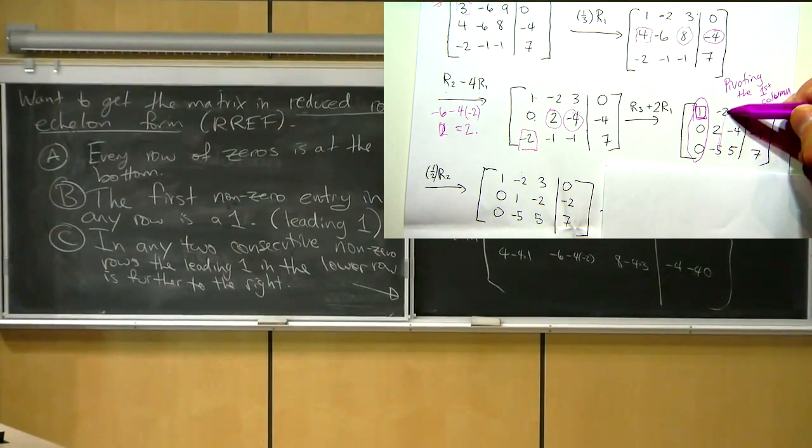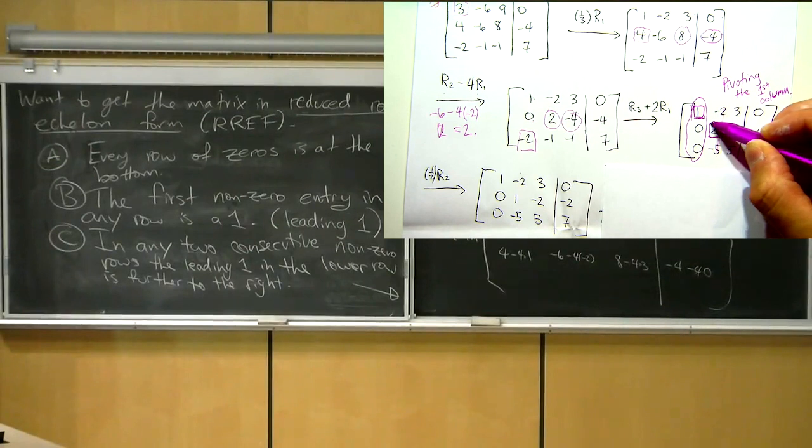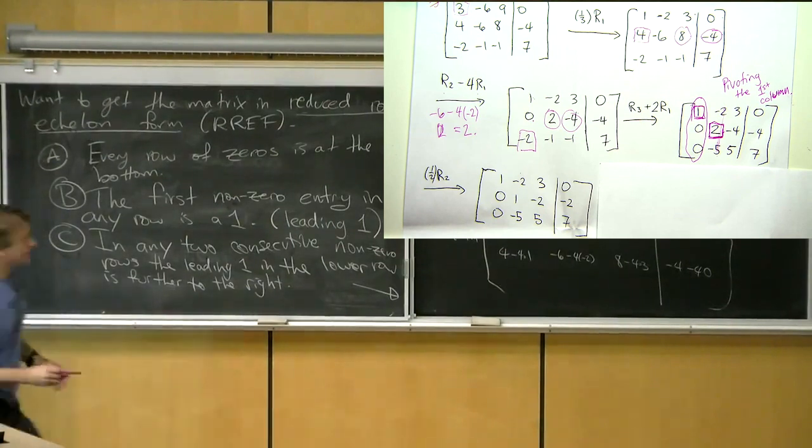Okay, so what I'm trying to do now is pivot my second column. So what I can do is get a 1 here. The best way to get a 1 there is to just divide that whole row by 1, or sorry, by 2. Okay, so is it clear how I went from this matrix to this one? Just divide the second row by 2, right?